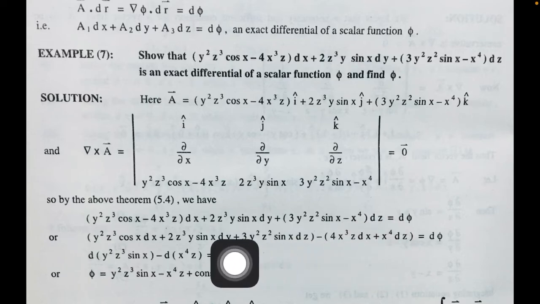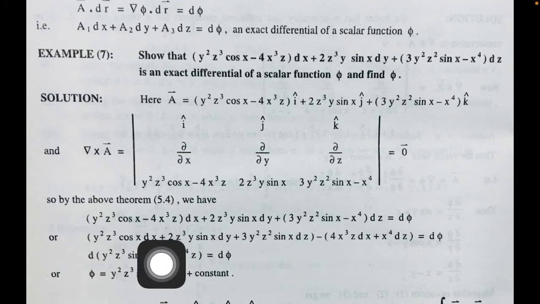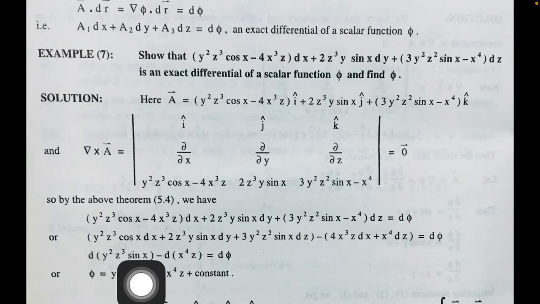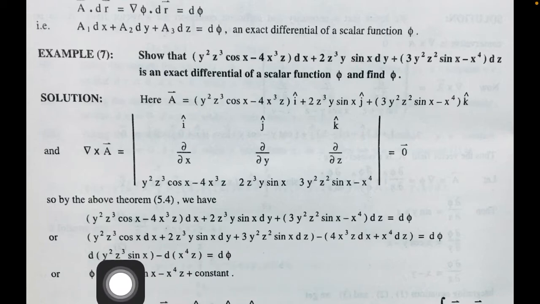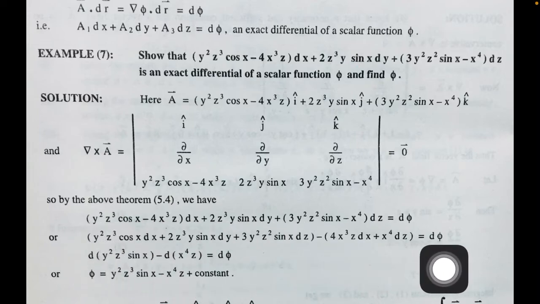So this is basically the derivative. This whole term is basically the derivative of this function, d(y² z³ sin x) minus d(x⁴ z). If we take the derivative of this step, I got these values, and if I take the derivative of this function, I got these three values. So this whole result is equal to d phi.